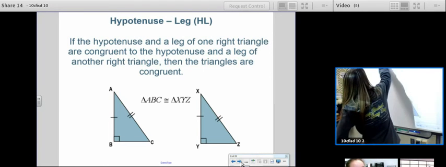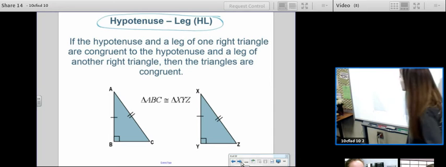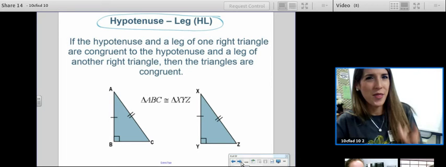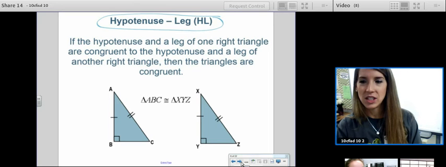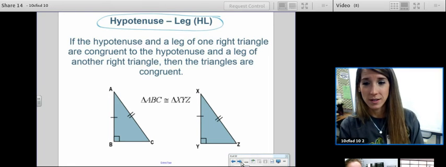This one's kind of the odd one out because it only has 2 letters. All the rest of them had 3 things: side, side, side, angle, side, angle. It had 3 things. This one only has 2. Hypotenuse-leg. It only works on right triangles.